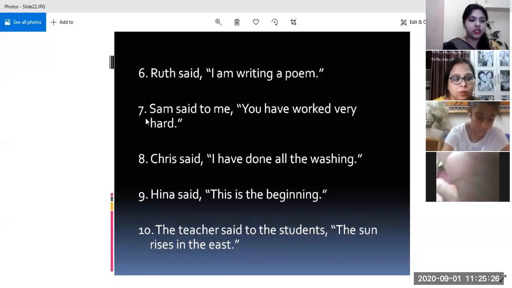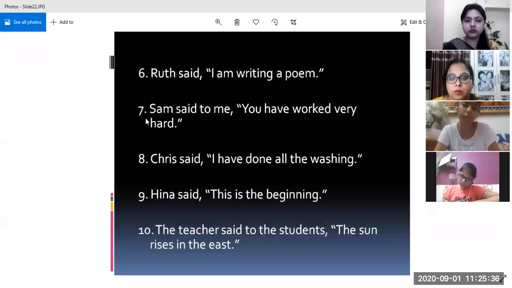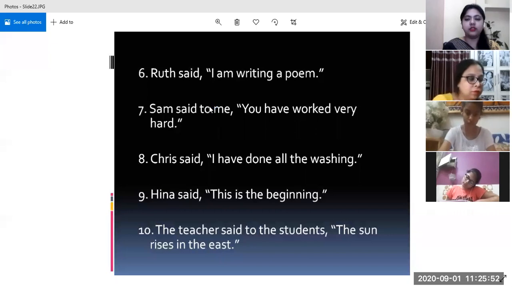Anyone who has not got the chance to answer, come on, raise your hands. Akshita Yadav. Have you people not transformed this sentence? Ma'am, Hina said that this is the beginning. It was the beginning. Okay. Hina said that it was the beginning.